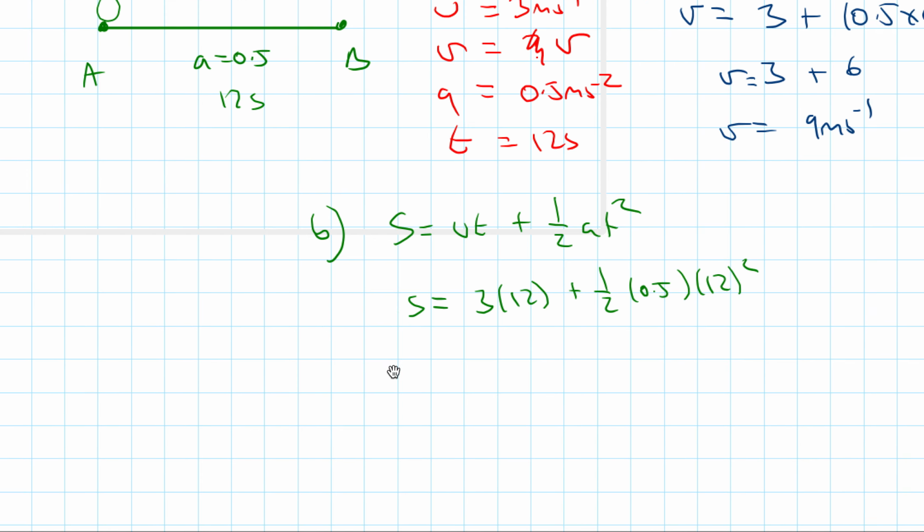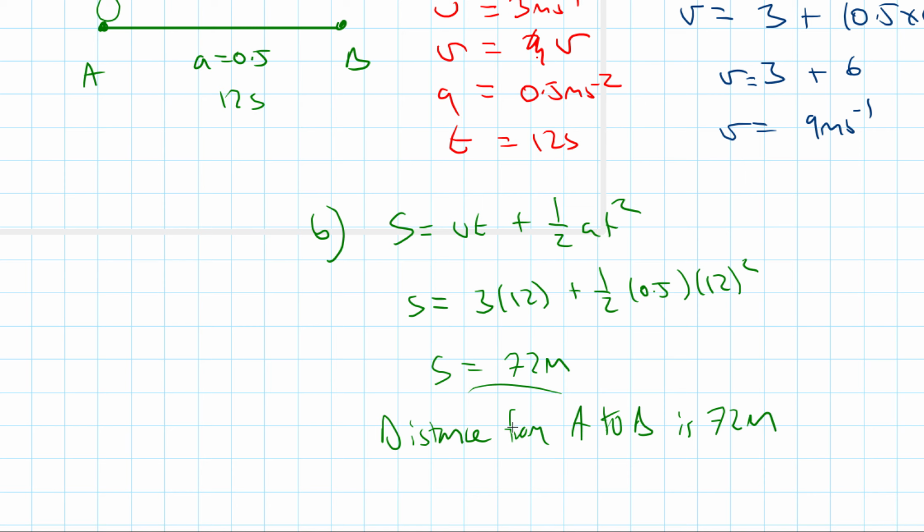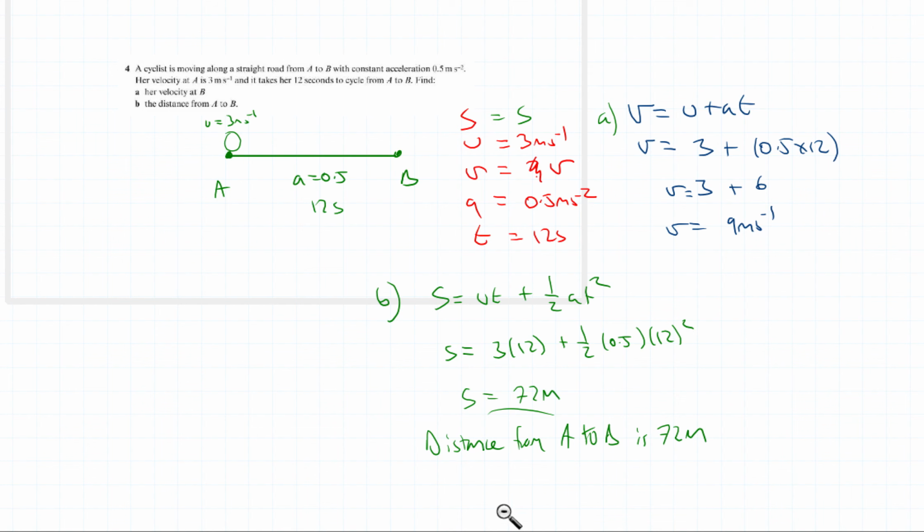From here, we just plug that directly in the calculator, so 3 times 12 plus a half times 0.5 times 12 squared, and plugging that in, s is equal to 72 meters. So the distance from A to B is 72 meters. You can write a sentence in the exam. Unless it specifically asks for a sentence, you can just show your answer, and that's perfectly fine to collect all the marks.